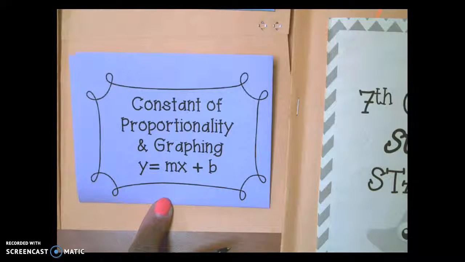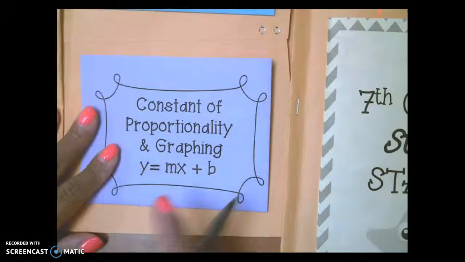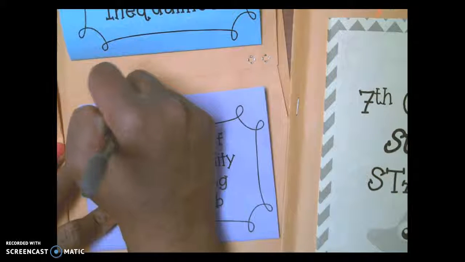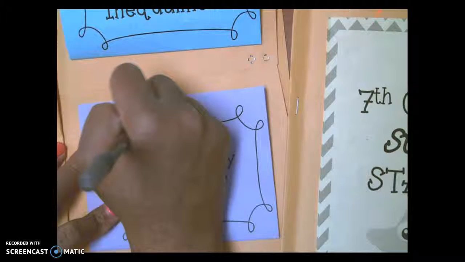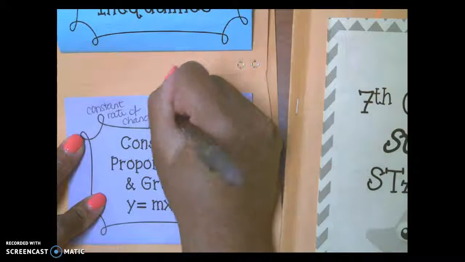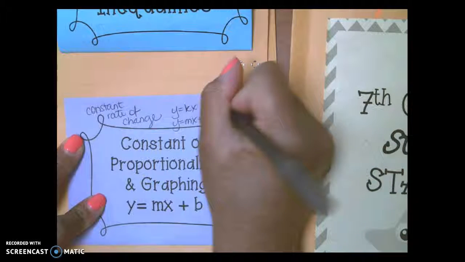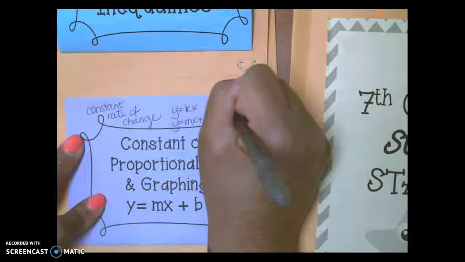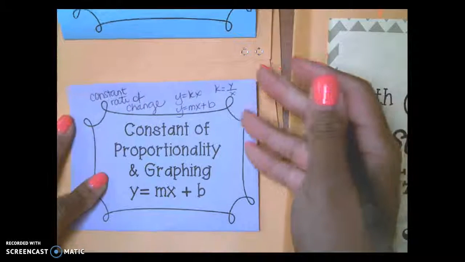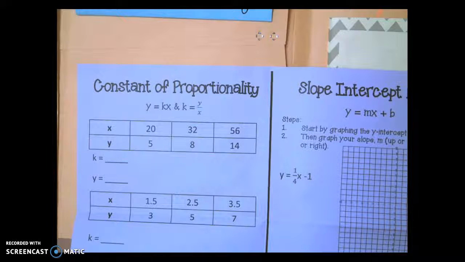Okay, looking at your constant of proportionality and graphing, the little foldable: y equals mx plus b. This is constant rate of change. This is y equals kx, y equals mx plus b, and this is k equals y over x. And we just wrote all that to see it rewritten in here, starting with the constant of proportionality. This will be online, so we just got to get through it.